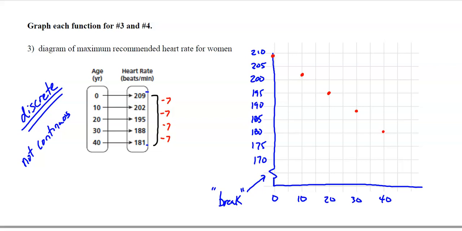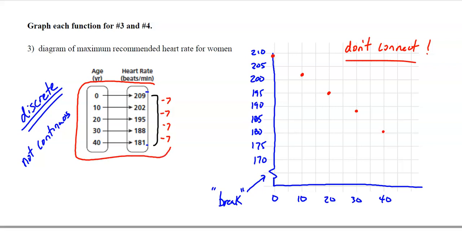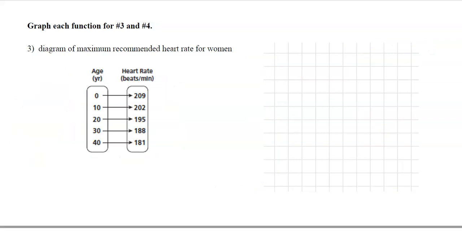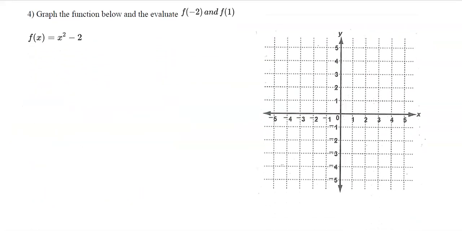You're not allowed to connect them. So don't connect, because just based on the data that we've been given, these are the only relationships that we know. We don't know the in-between numbers, so that's why this is called a discrete relation or a discrete graph. Now contrast that with once you have an equation, you could connect the dots if you wanted to.